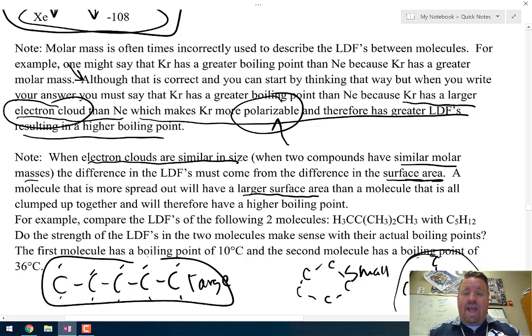We know that the larger the surface area, the more polarizable the molecule is, the more likely it is that the electrons are going to be on one side or the other, so it's going to have a higher boiling point.